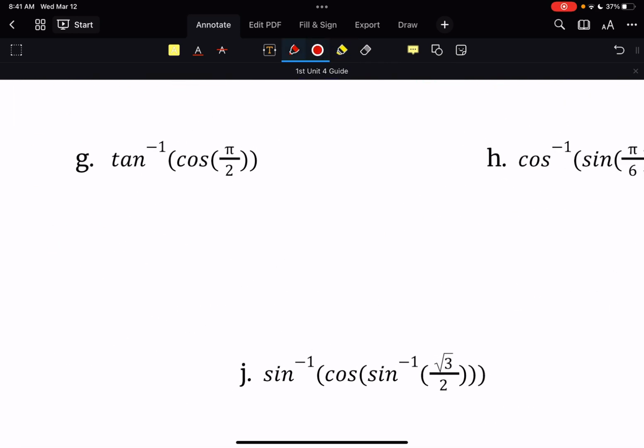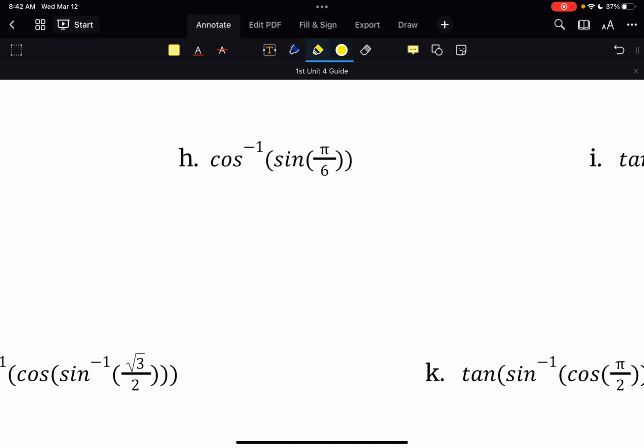Next one, inverse tangent of the cosine of pi over 2. So the cosine of pi over 2 is 0. So I want the inverse tangent of 0. So where is y over x 0? And that is going to be at 0 itself. Next one, the inverse cosine of the sine of pi over 6. The sine of pi over 6 is 1/2. So I'm going to do the inverse cosine of 1/2. So remember, inverse cosine is in quadrants 1 and 2. So I'm finding where my x coordinate is 1/2, and that is at pi over 3.